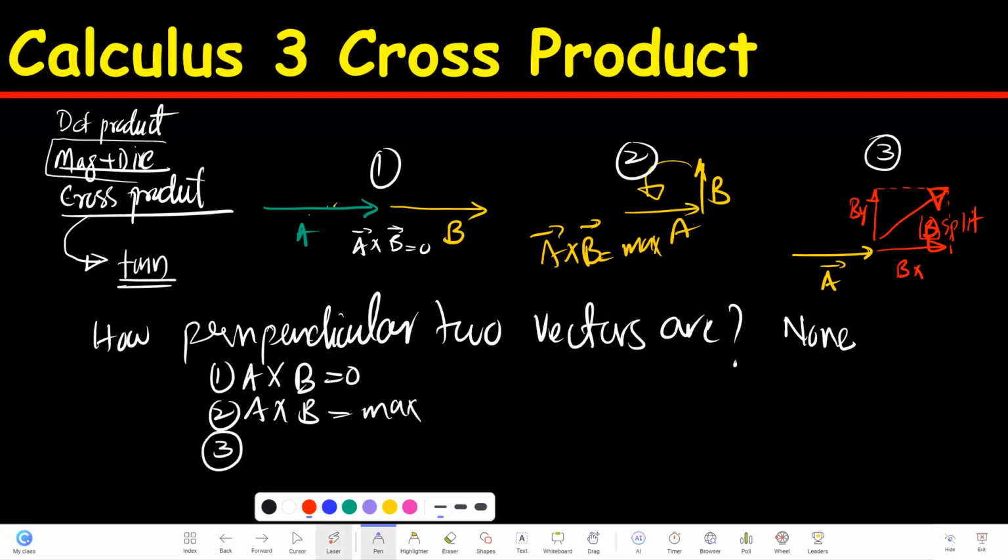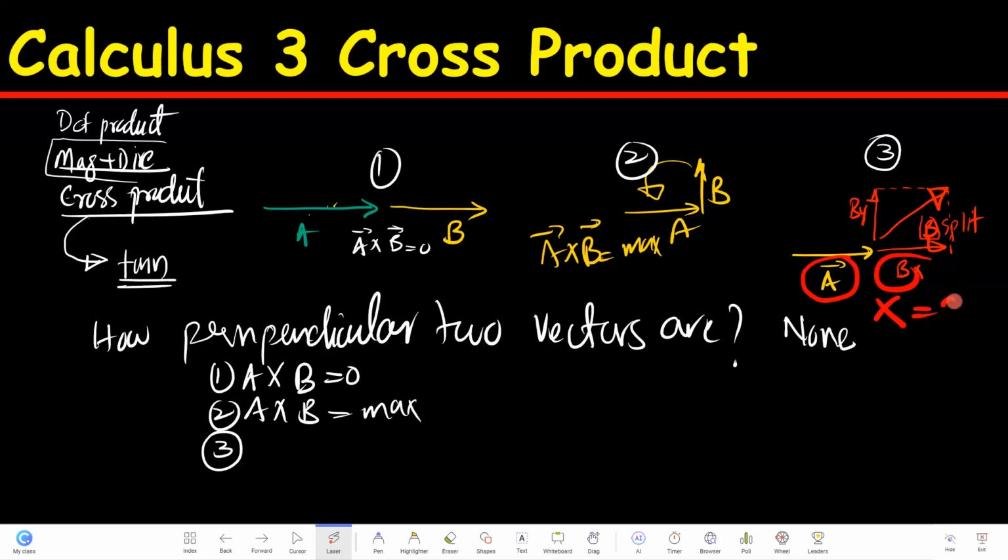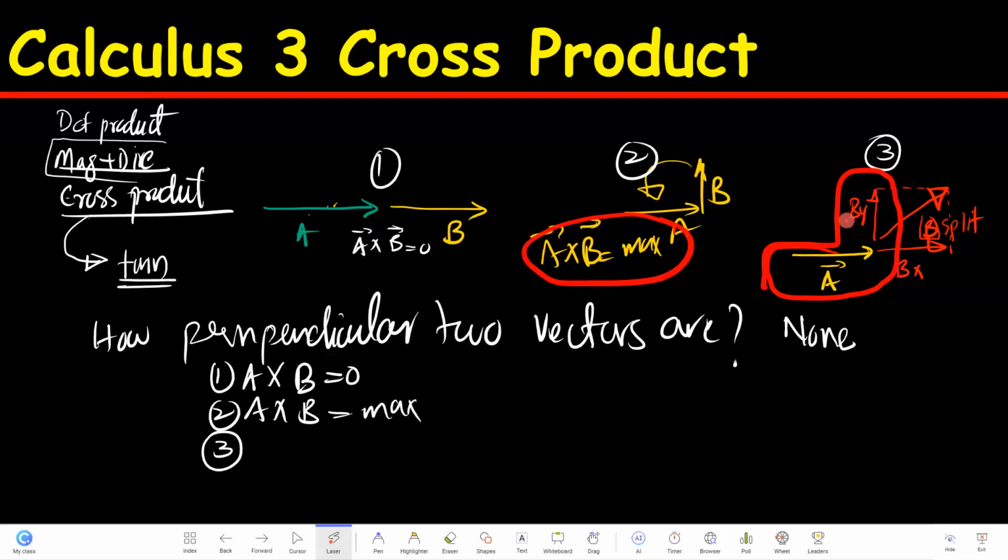Now pay attention here. This component and A combined do not produce anything. It's going to be zero because they are parallel to each other. But A and By are not parallel to each other, so they produce something, and that's exactly the cross part. But unfortunately, By is not B. By has some other value.